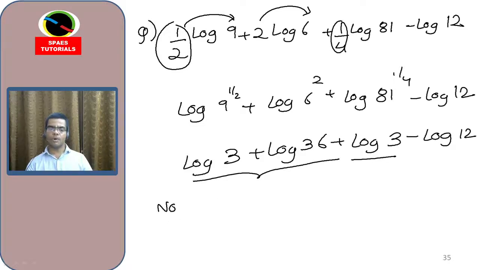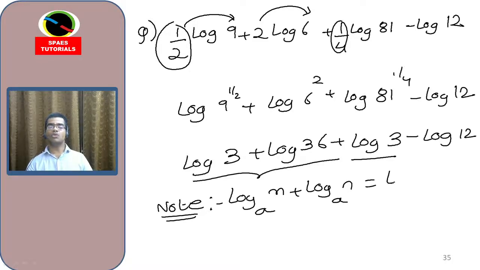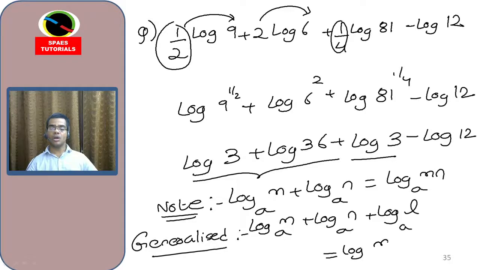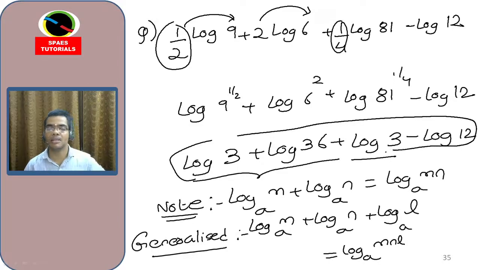Just as a note point, we have discussed the addition law. What is that? Log m base a plus log n base a is equal to log mn base a. This can also be generalized. In what way? See, log m base a plus log n base a plus log l base a can also be written as log mnl base a. So the whole law can be generalized for whatever number of terms. So we have here log 3, log 36, log 3 minus log 12.